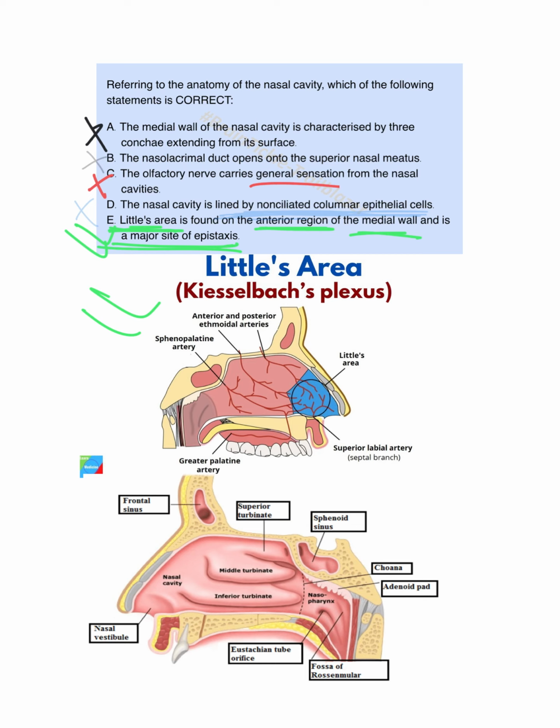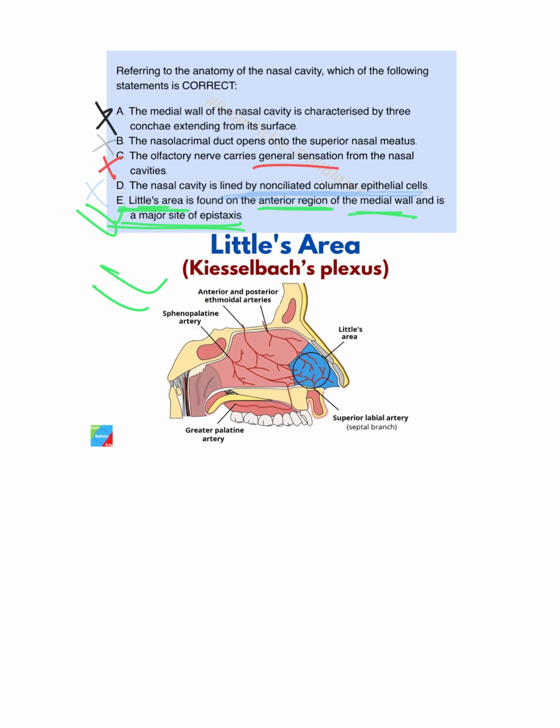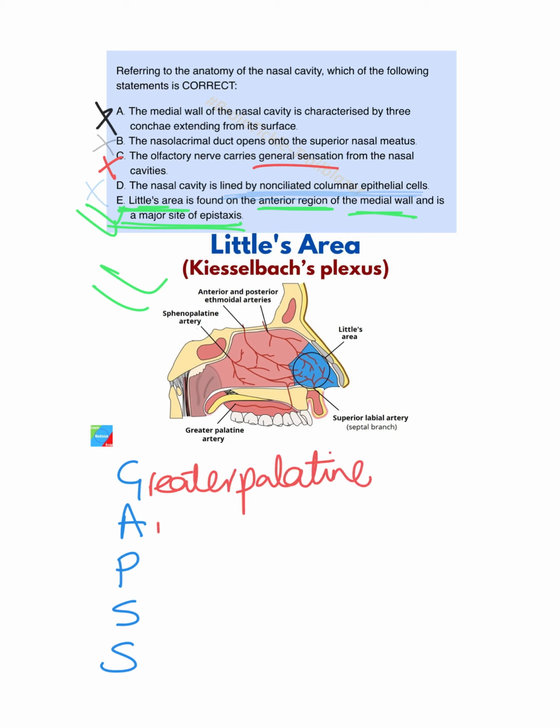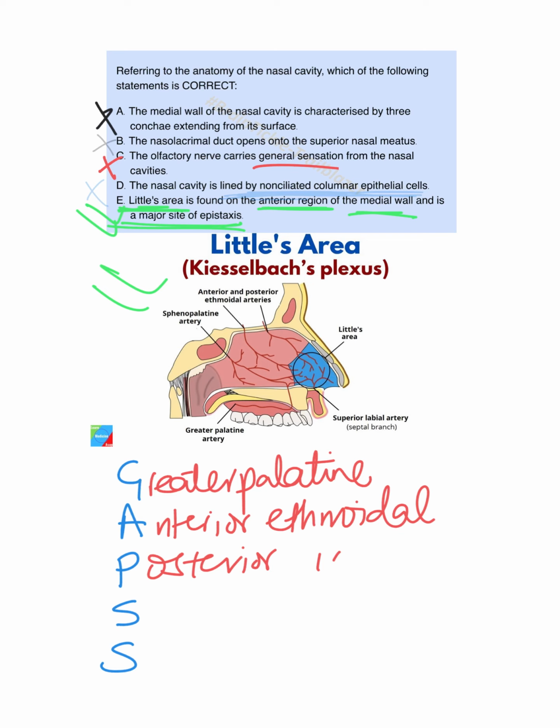Now there is a very interesting mnemonic to learn the names of all of these arteries. The mnemonic is GAPS. G stands for Greater Palatine Artery, and as the name indicates, it supplies the palate. Next, we have anterior ethmoidal arteries. These are branches of the ophthalmic artery, which in turn is a branch of the internal carotid artery. We also have posterior ethmoidal artery, which is also another branch of the ophthalmic artery.